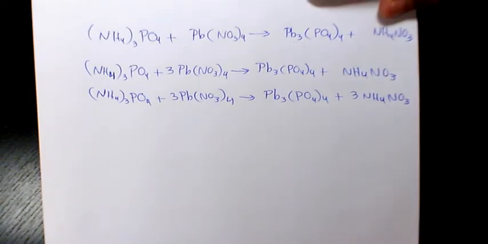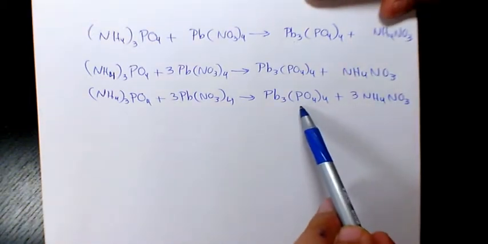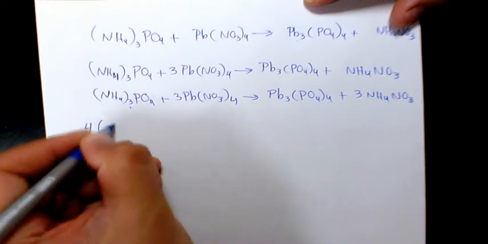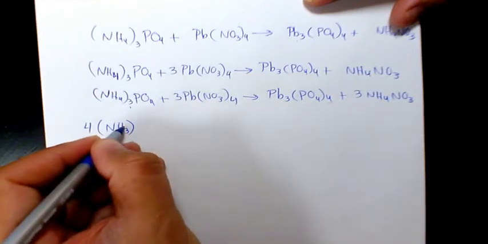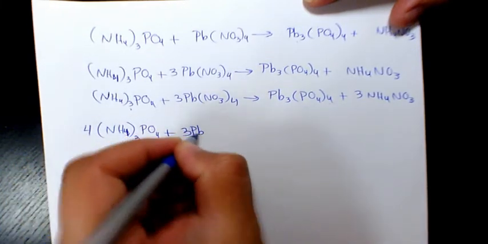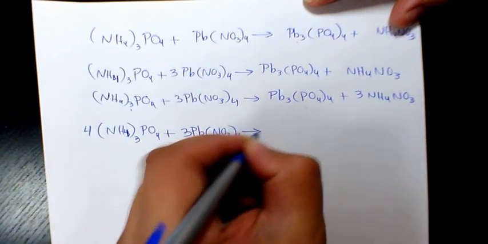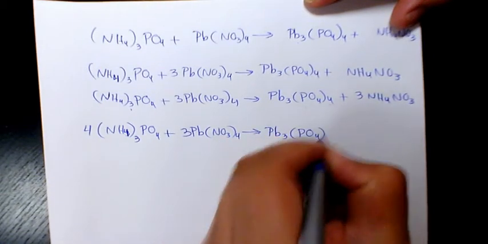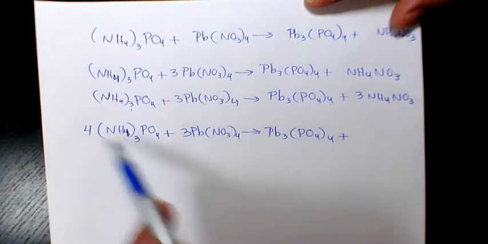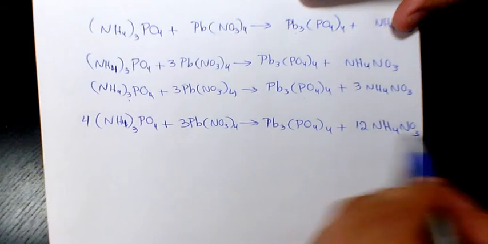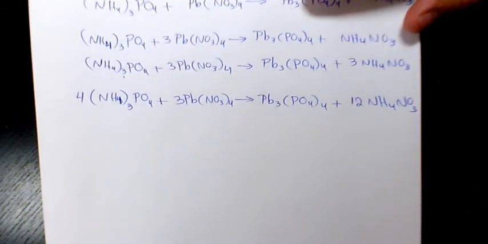So now phosphate, we have 4 of them, so I need to change this one to 4. So 4 (NH4)3PO4 plus 3 Pb(NO3)4 gives us, now we have 3 here, so Pb3(PO4)4. But I need to change this one. 4 times 3, 12. So this one is going to be 12 NH4NO3. And that makes sense. NO3, we have 12 of them. And we have 3 times 4, 12 in here as well.